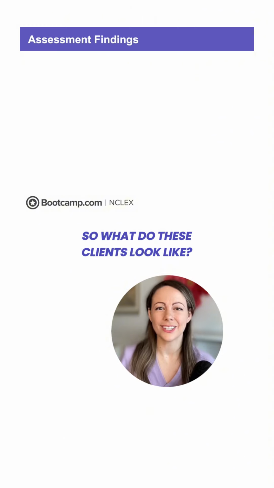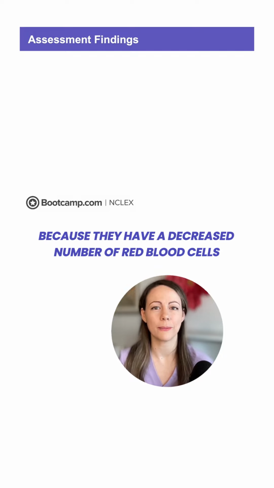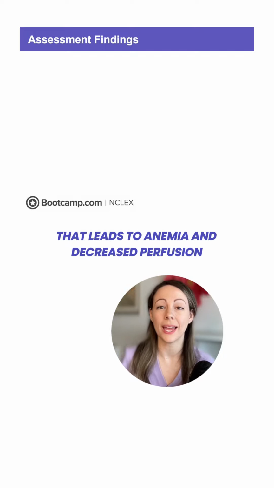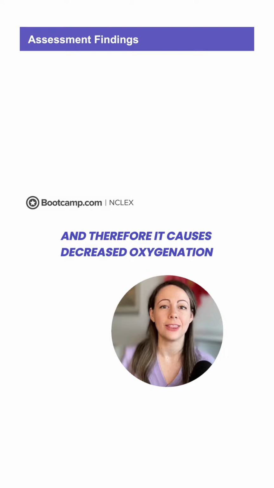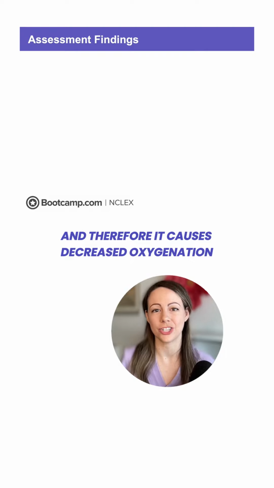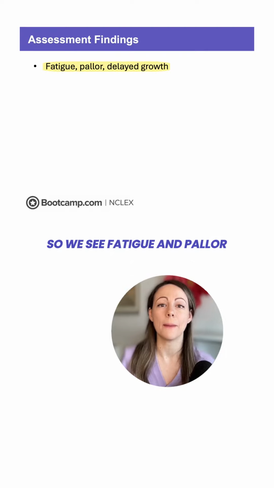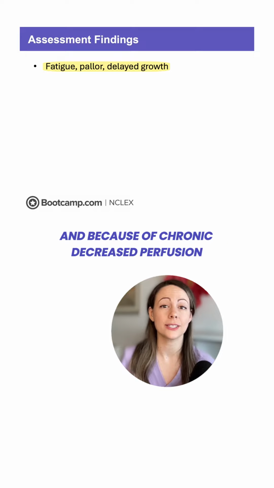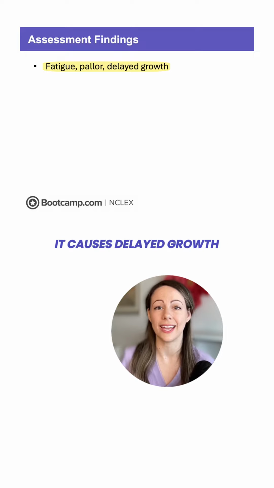So what do these clients look like? Well, because they have a decreased number of red blood cells, that leads to anemia and decreased perfusion, and therefore it causes decreased oxygenation. So we see fatigue and pallor, and because of chronic decreased perfusion, it causes delayed growth.